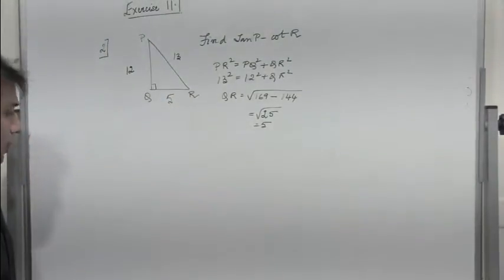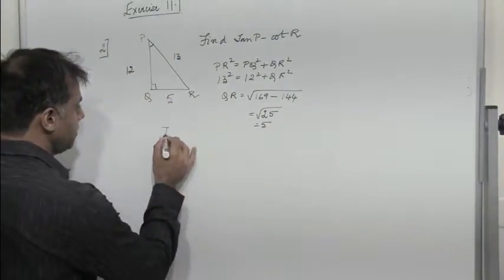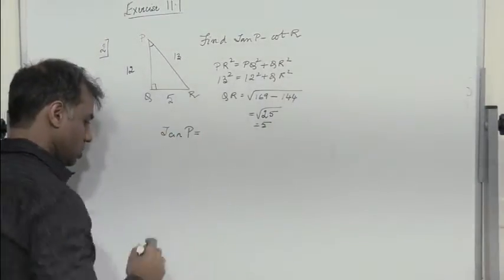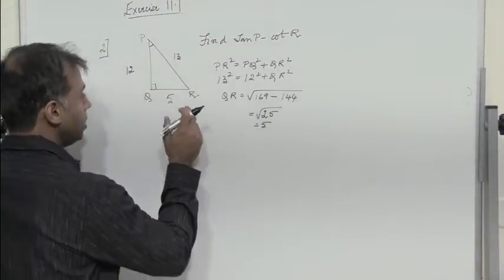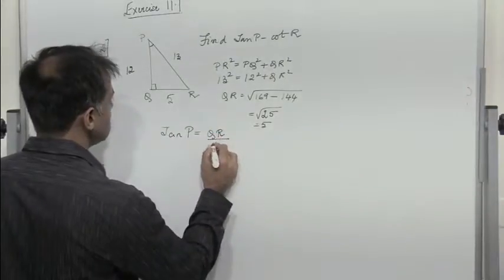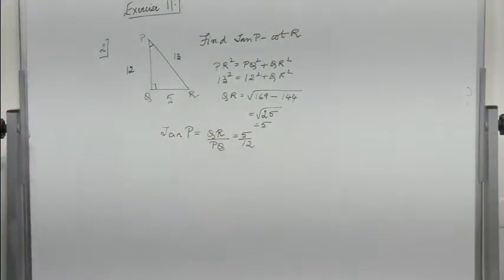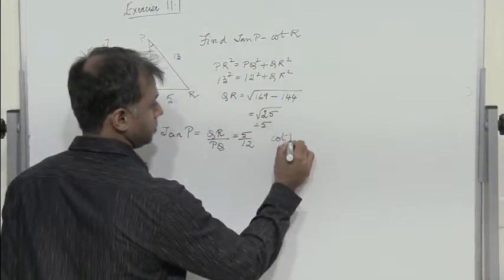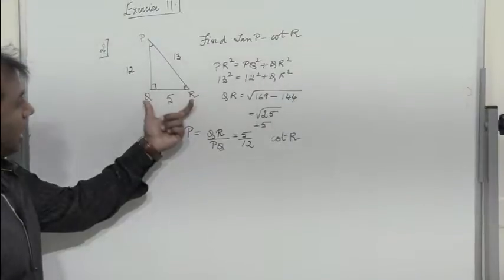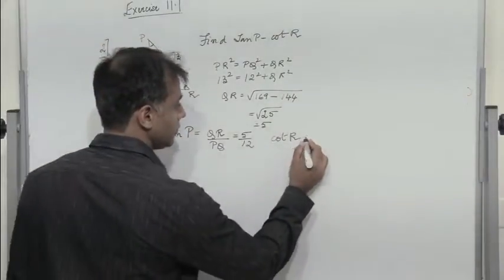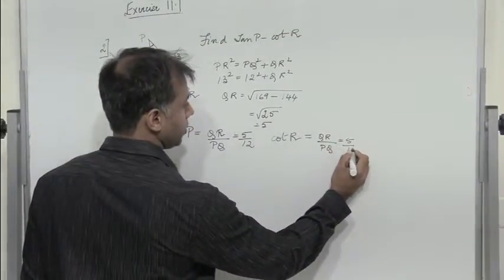Right? So I need to find tan P. So tan P is with respect to angle P here. So what is tan P? So tan P happens to be opposite side by adjacent side. What is the opposite side? The opposite side is QR by the adjacent side is PQ, which is 5 by 12. Okay, so what is cot R? This is R. So cot R is adjacent side by opposite side. Adjacent side is QR, which is 5, by opposite side is PQ, which is again 5 by 12.